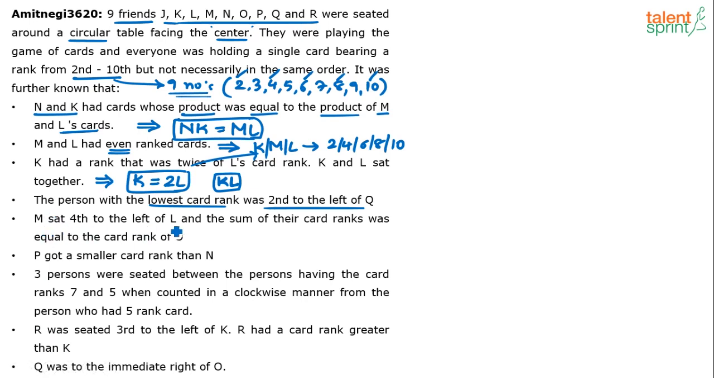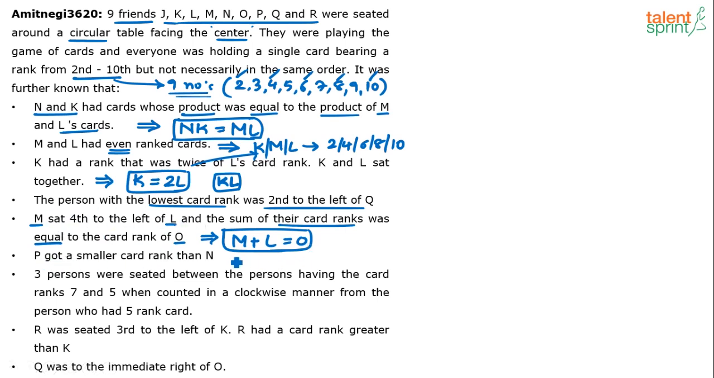Then M sat 4 to the left of L. So this is another point that M is 4 to the left of L. And the sum of their card ranks, whose card ranks? M and L, was equal to the card rank of O. Which means what? M plus L is equal to O. The sum of M and L should be equal to O. All these points would be useful. And then M, of course, was 4 to the left of L.